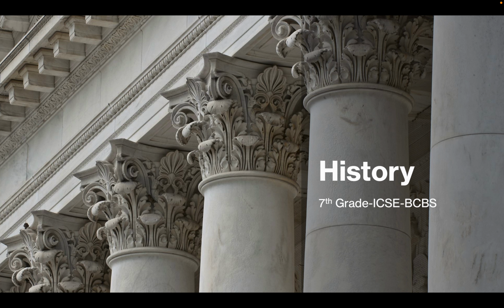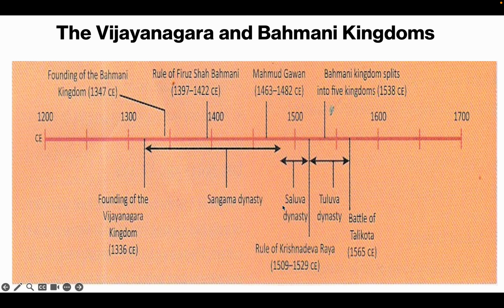So, today, what we'll do is we will do a little bit about history, one of the most interesting chapters. This is again for 7th grade ICSE syllabus. So, let's quickly dive into it. Okay, so we will be looking into the Vijayanagara and Bahmani kingdom.